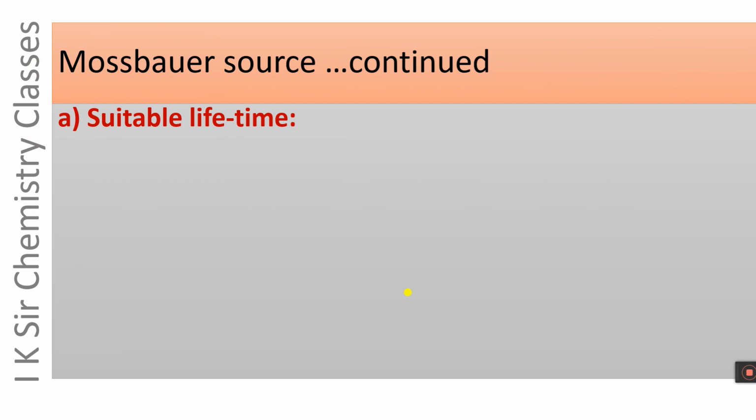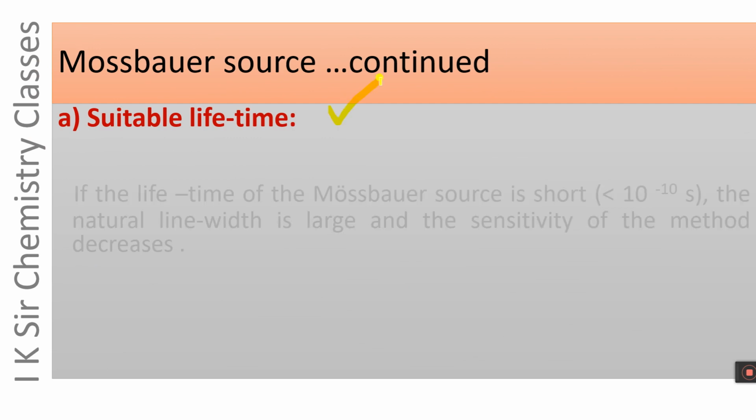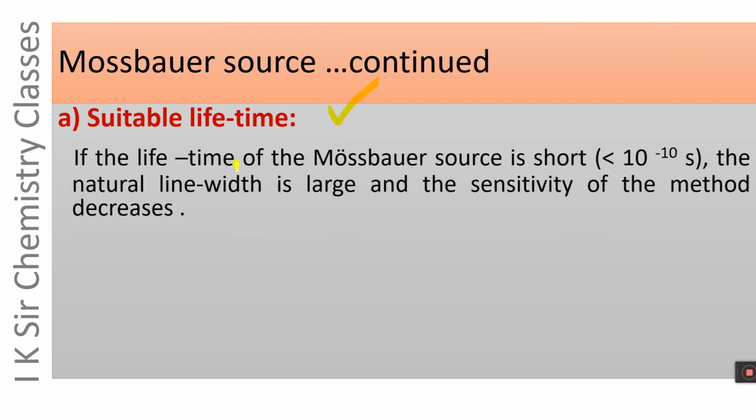The Mossbauer source should have suitable lifetime. If the lifetime of the Mossbauer source is short, such as less than 10 to the power minus 10 second, the natural line width is large, because the natural line width is inversely proportional to the average life of the source.